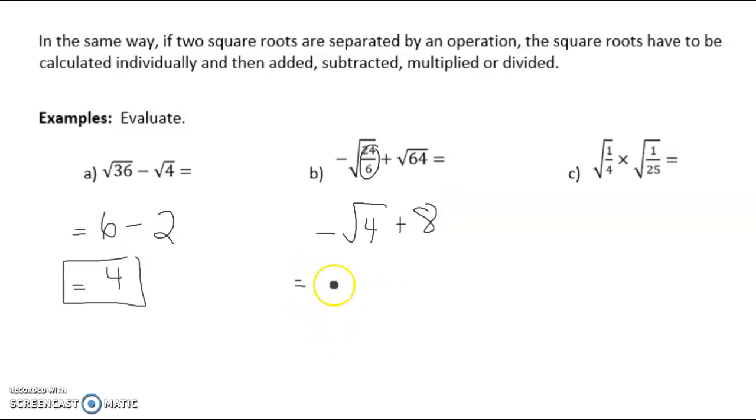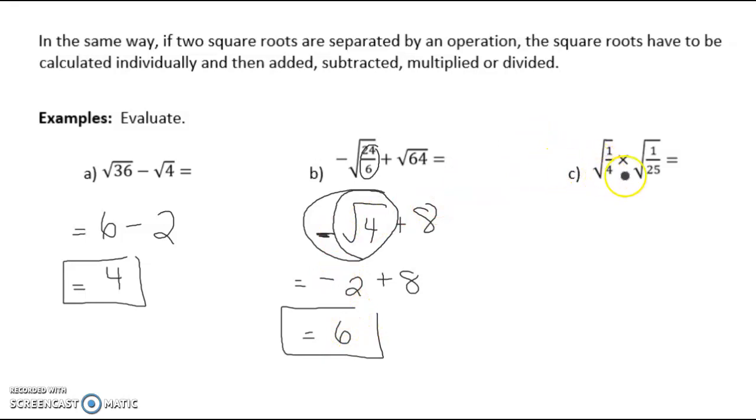Okay, so now we have another step. We have to figure out, well, I guess, the square root of the 4. The negative just stays out in front. So the square root of 4 is 2, and it's negative because this negative is out in front. And then we still have plus 8. And the answer here would be 6.